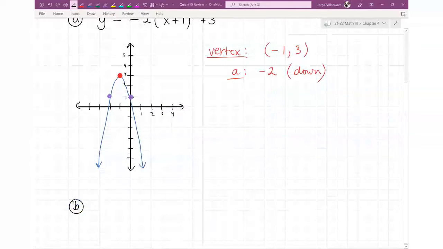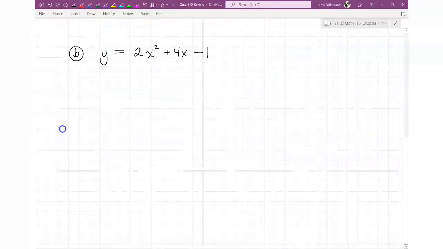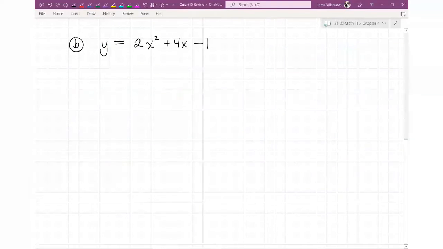So part B, let's say y equals 2x squared plus 4x minus 1. You're going to have 2 of these types of problems, okay, where they're going to want you to graph this. Now, there's 2 pieces that you need from here as well. Well, actually, you need 3 for this one. You need your vertex, just like we did in the other problem. You need your A term, just like we did in the other problem. And you need your Y-intercept, okay?